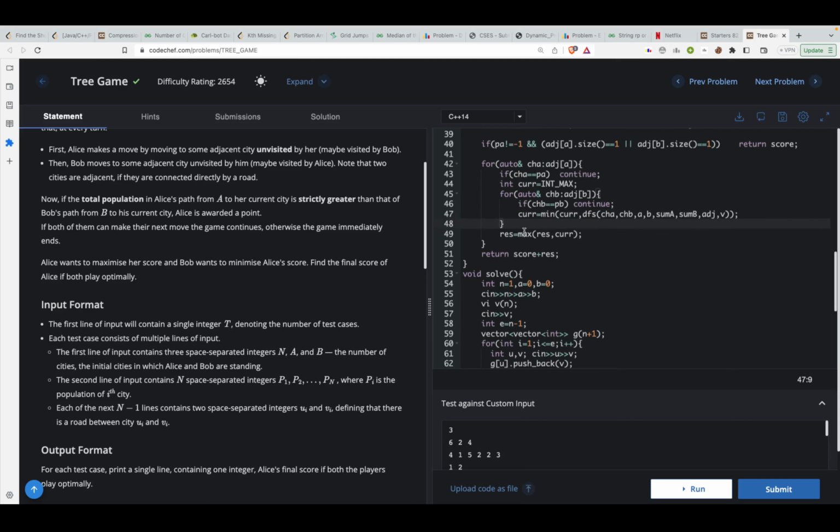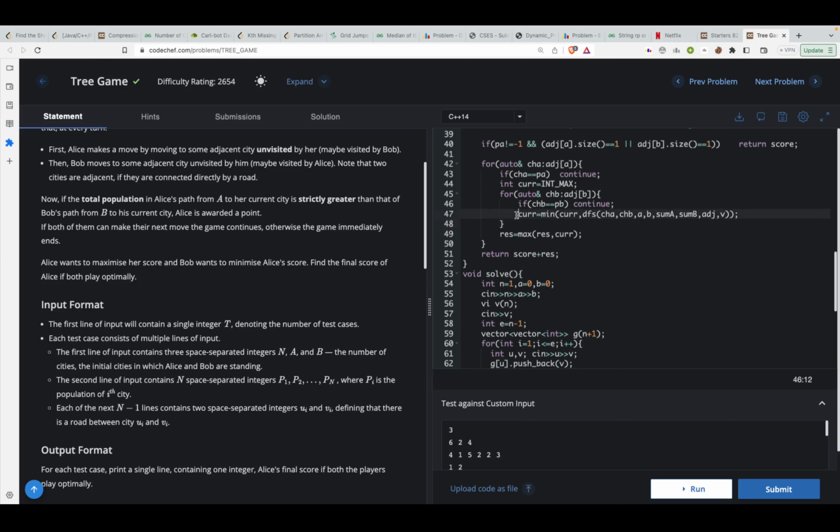Cool. After that, when Bob says, okay, I've tried all the possibilities, this is the minimum score Alice can get if I play optimally, right? So let's store that value. I'll tell my system that this was the value I was giving you. But Alice would say no. I have a lot of opportunities, right? I'll try for all of these cities that are connected to me. So I'll select the maximum answer from this.